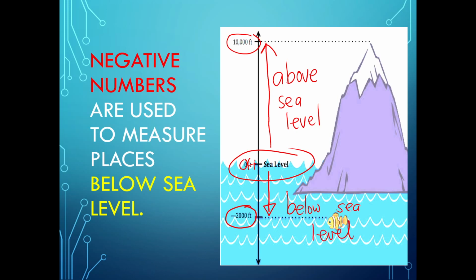So you may encounter a problem such as, a submarine is 100 meters below sea level. That is negative 100, by the way. If the altitude of an airplane is, for example, 5,000 feet above sea level, it means the airplane is positive 5,000 feet, its distance above sea level.